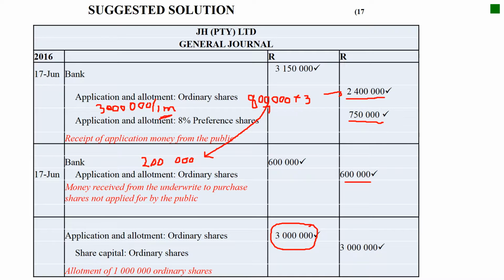Notice at first we were just receiving the applications. That's why we're saying receipt of application money from the public. Now we say allotment of 1 million ordinary shares that we have received.